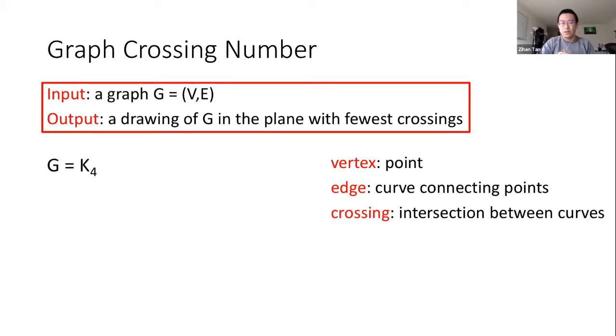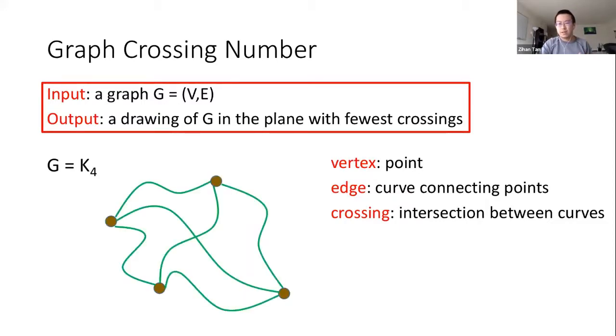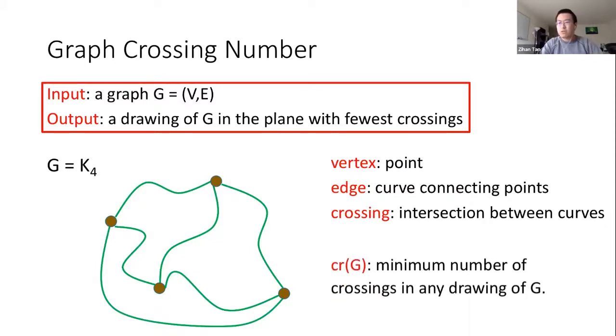So for example, we take a graph G equals K4, which is a complete graph on 4 vertices. Then this is a drawing of K4 in the plane, and in this drawing, we have 1 crossing. In fact, we know that K4 is a planar graph. So if we draw it in this way, then we obtain a drawing with 0 crossings, which is also known as a planar drawing. The crossing number of a graph is defined to be the minimum number of crossings in any drawing of G. In the graph crossing number problem, the goal is to compute this number, crG, and also a drawing that achieves this many crossings.